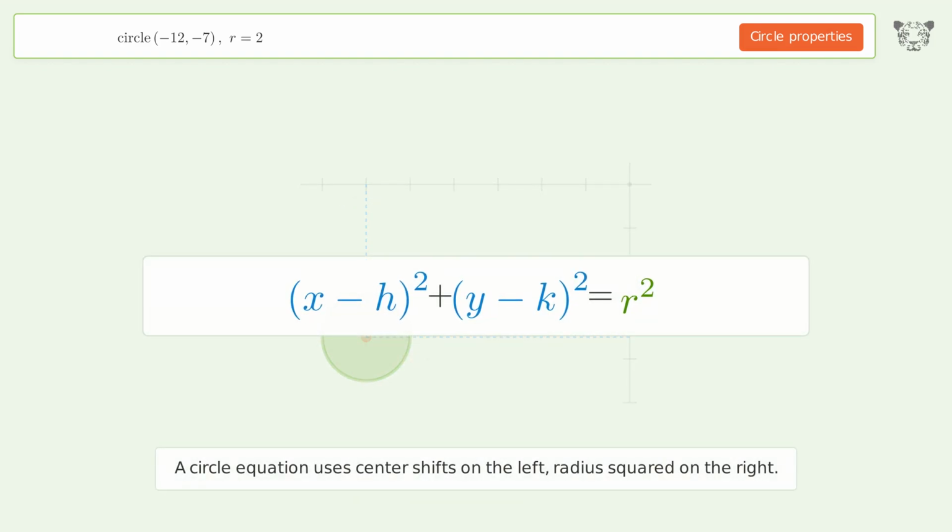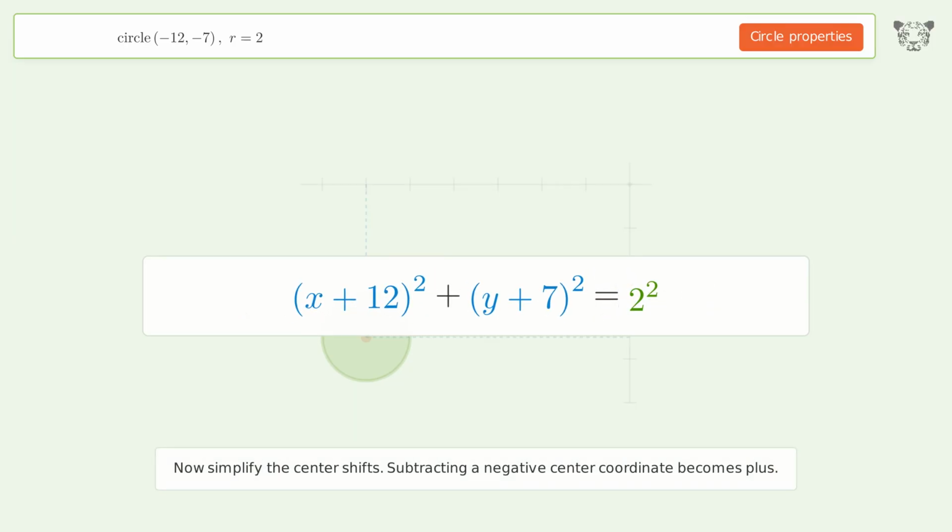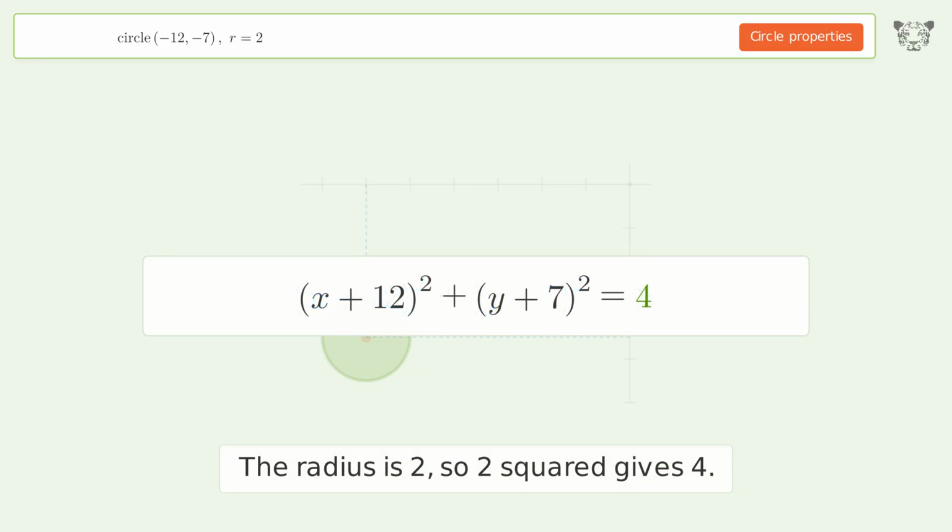A circle equation uses center shifts on the left, radius squared on the right. Substitute the center values and the radius before simplifying the signs. Now simplify the center shifts. Subtracting a negative center coordinate becomes plus. The radius is 2, so 2 squared gives 4.